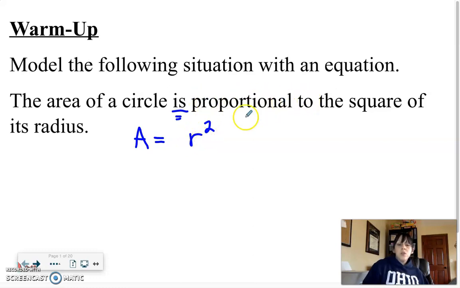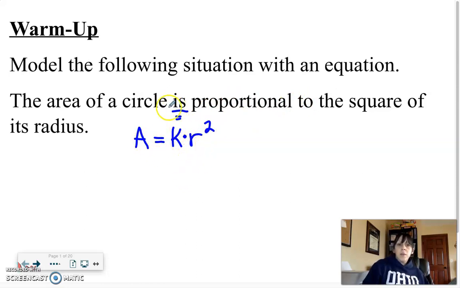But proportional to means that there's some kind of constant factor, and you could call it k or c, or there's lots of different letters that are optional for that value, but some kind of constant value that would be multiplying your variable. So whatever variable is given or whatever unknown is given.